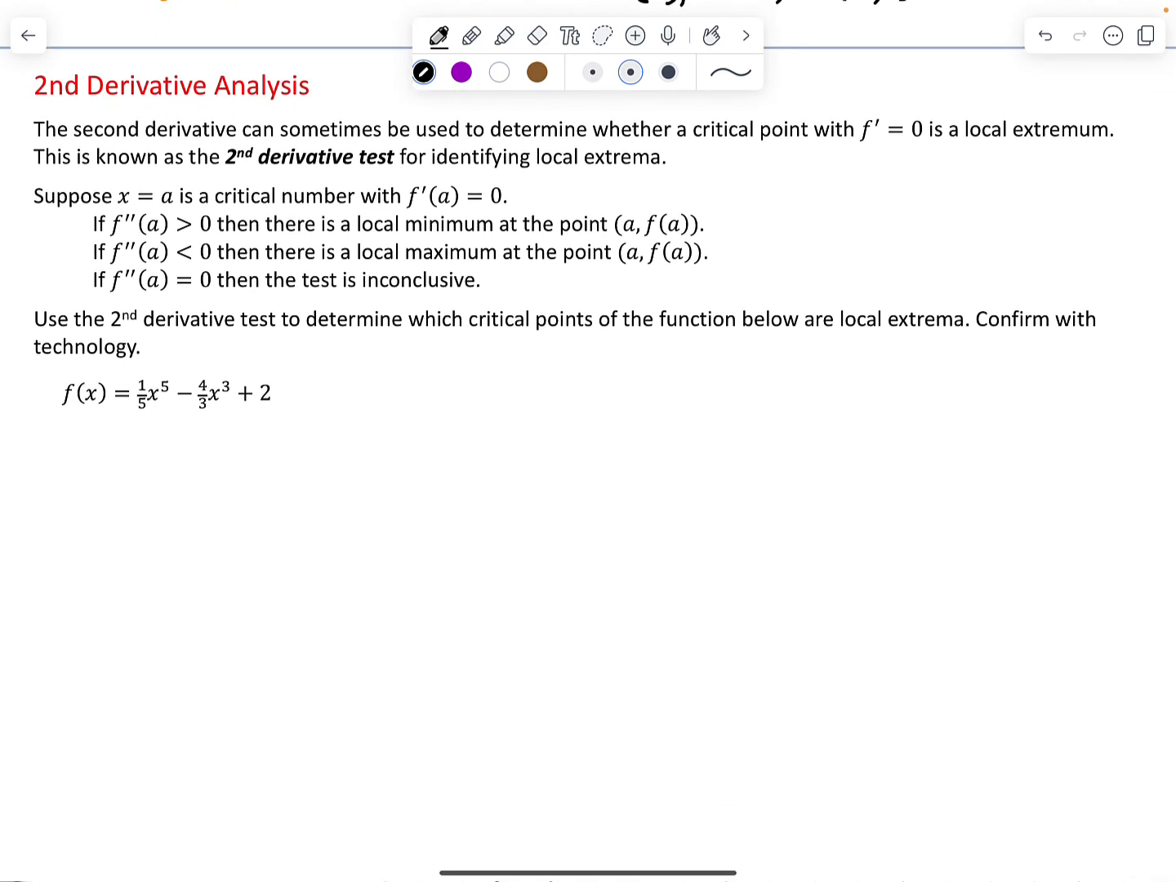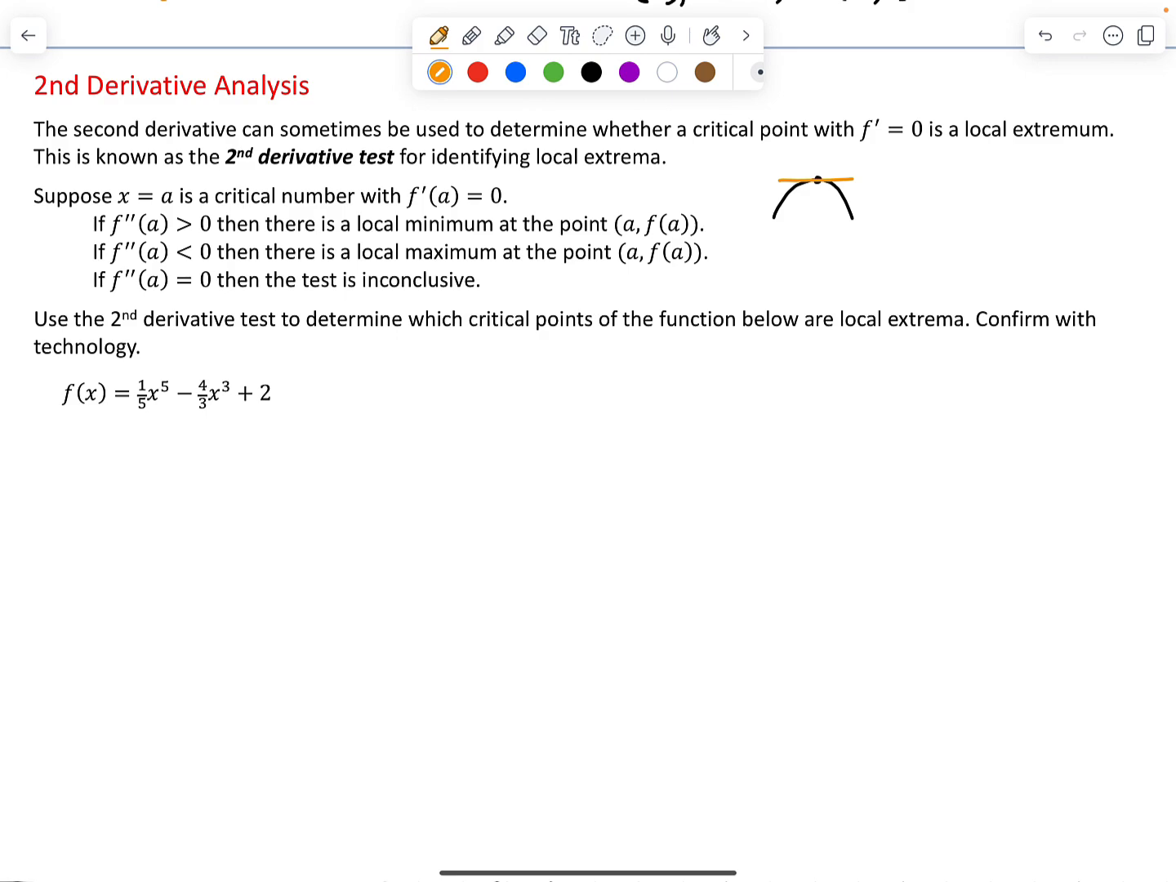The second derivative can sometimes be used to determine whether a critical point with f prime equaling 0 is a local extremum, which means a local max or a local min. This is known as the second derivative test for identifying local extrema. Now the concept here is actually rather simple. Let's say a function has a flat spot that is a local max. Imagine the tangent lines as you move through this critical point. The tangent lines would be in a state of decreasing. In other words, what we're seeing here is a concave down portion of a curve.